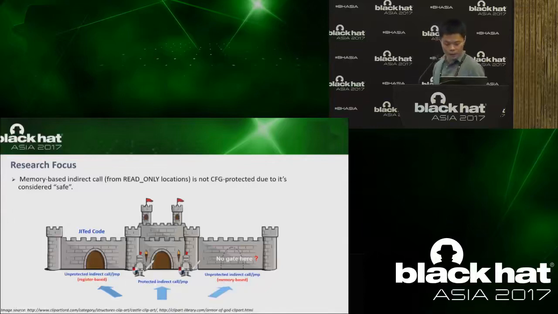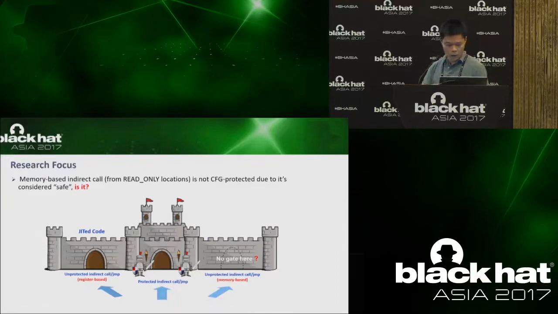So basically, CFG, like a guard, protects each indirect call or jump. As previous research has shown, the register-based unprotected indirect calls or indirect jumps, most of them in JIT code, are able to bypass CFG because there is a gate here. However, memory-based unprotected indirect calls or jumps cannot bypass CFG because there's no gate here, because the function pointer is not writable.